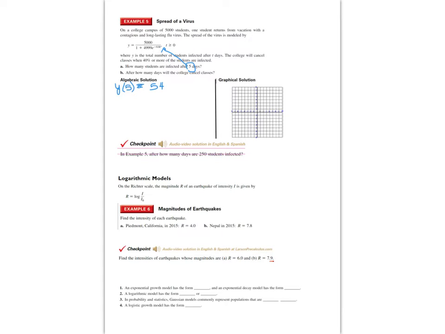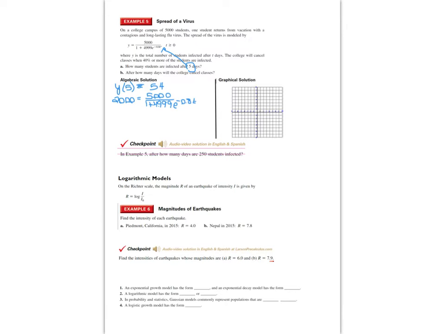After how many days will the college cancel classes? So what we need to know is, what is 40% of 5,000? Because they said that they would cancel at 40%. Well, 40% of 5,000 is 2,000. So you want to know, according to this function, when will it be 5,000 over 1 plus 4999 e to the negative 0.8 t.